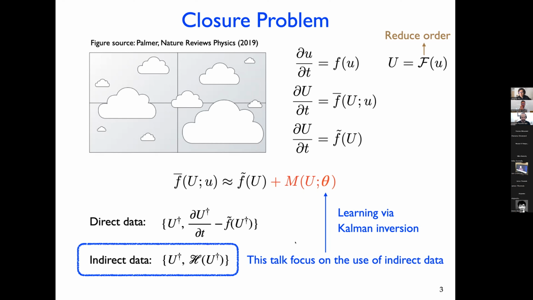And this talk will focus on the use of indirect data in this form. For example, sparse observation of U dagger or time average statistics of U dagger. Just use this type of data and try to learn the unknown parameters that help us parameterize the error model term by using Kalman inversion.